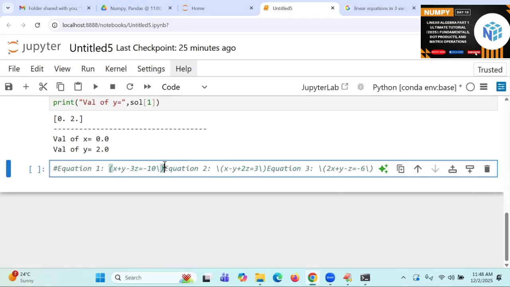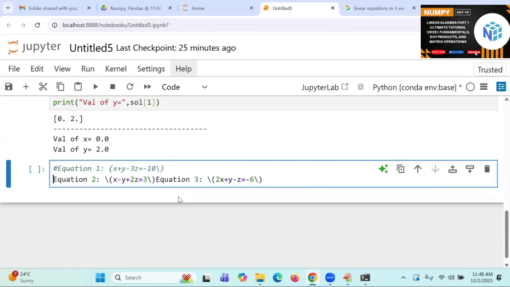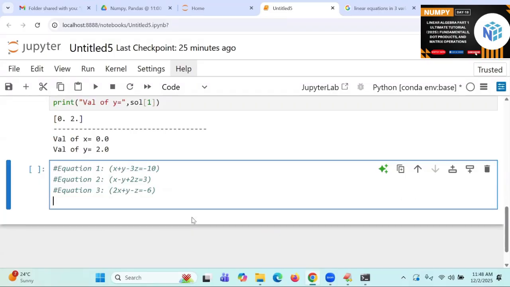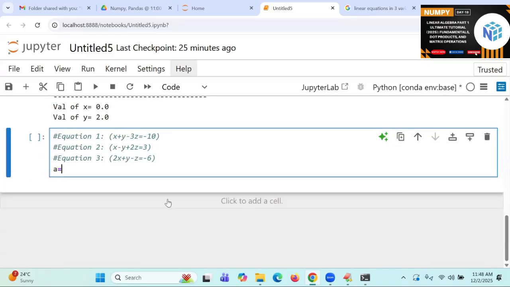Equation 1, equation 2, equation 3. These are all called linear equations. Try to represent them. Start, represent, solve. Come on. Take A is equal to np dot array of 1 comma 1 comma minus 3 minus 3.